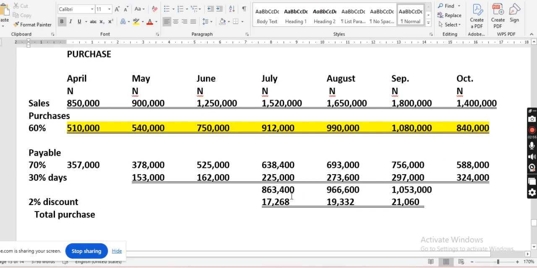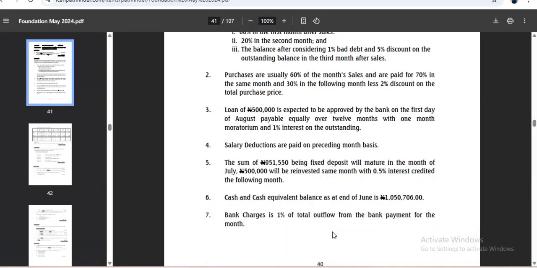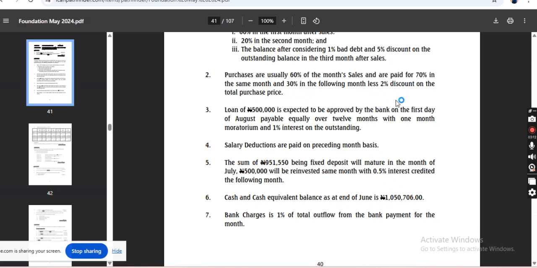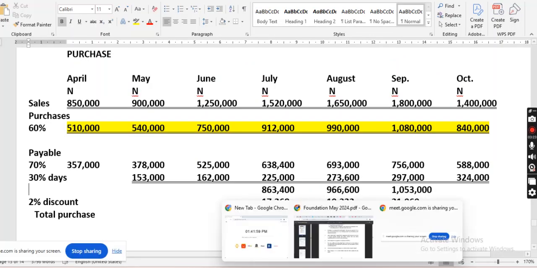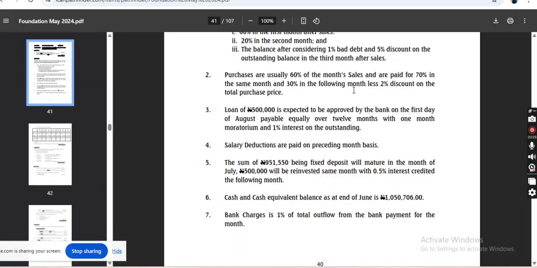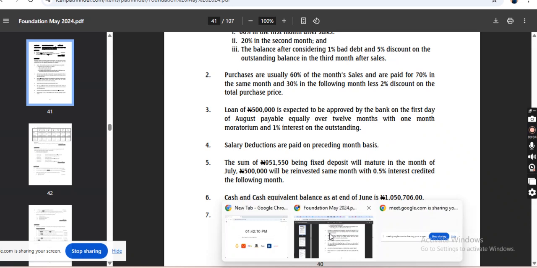Now, we're having some challenges: is this 2% supposed to be on 912? Let's quickly go back to the question. They said 30% in the following month, less 2%. Class, in the following month. That is where we omitted that part. In the following month, less 2% discount of the total purchase price in the following month. That is the emphasis, right?